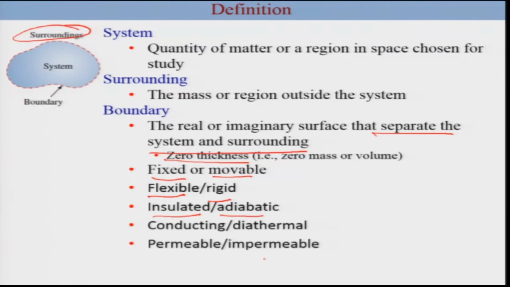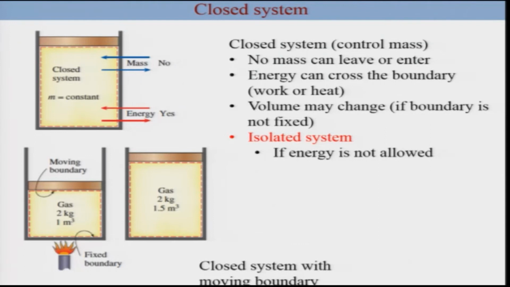You can also have permeable and impermeable boundaries, which essentially means that it may allow some species to transfer between the system and surroundings back and forth, or impermeable, which means basically the mass cannot flow in and out of the system. So, this is a type of boundary which controls the nature of the particular system-surrounding interaction.